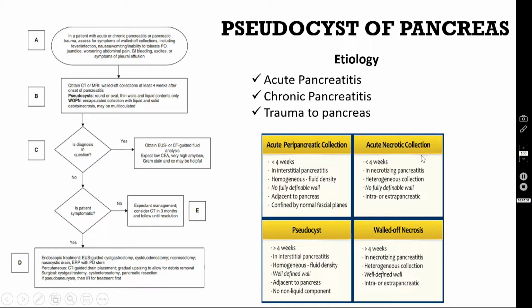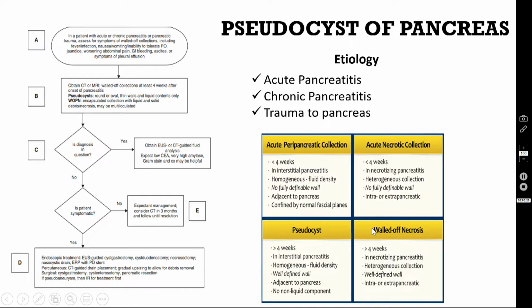Whereas the acute necrotic collection and what is walled off necrosis or WON. The acute necrotic collection is less than 4 weeks duration. This happens in necrotizing pancreatitis. It is a heterogeneous collection, that means both liquid and solid elements will be there. And there is no fully definable wall because it is the early phase. And this is both intra and extrapancreatic. That means there is a connection between the fluid collection and the pancreatic duct.